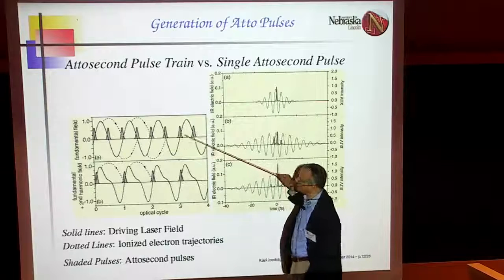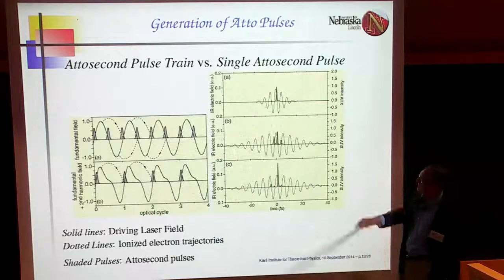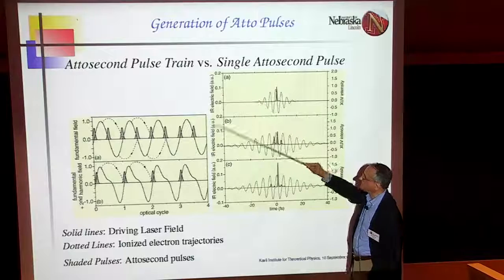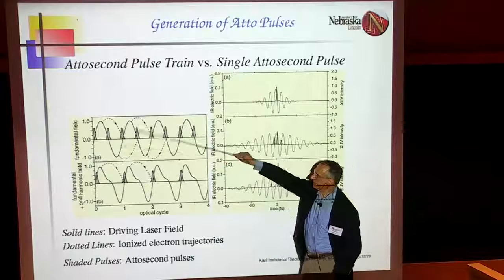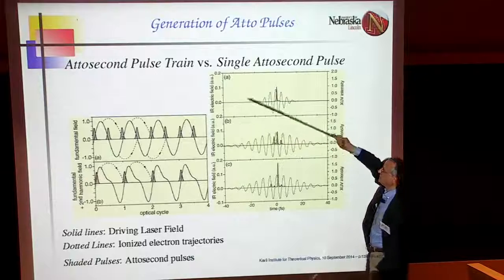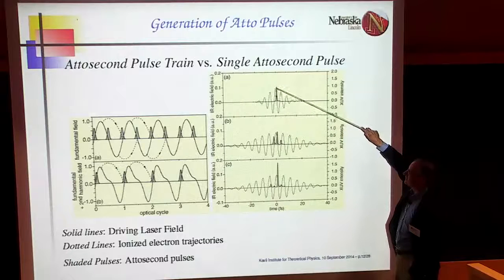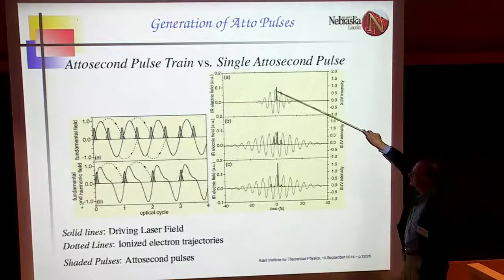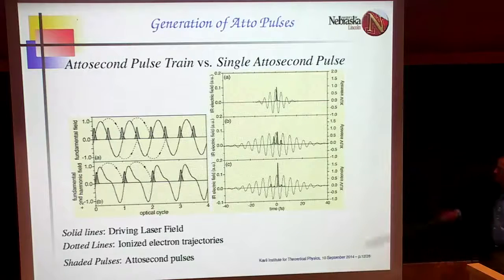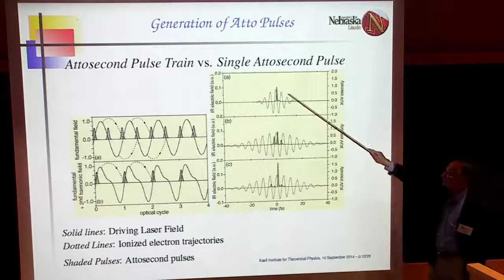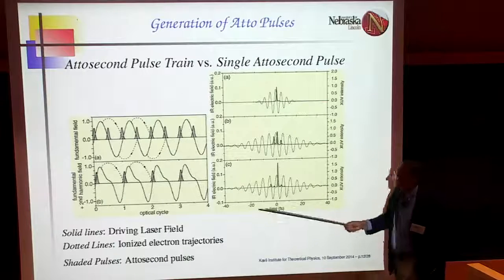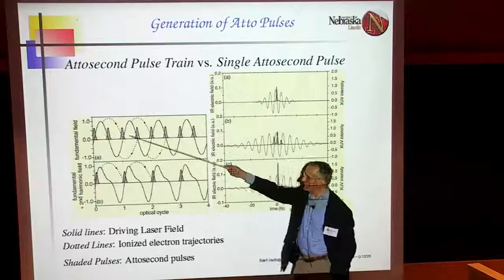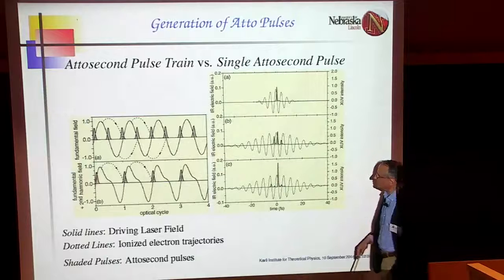Now this is a pulse train of attosecond pulses. If instead of using a long laser field, you make a short laser field, then only this highest peak generates a significant number of ionized electrons, and they produce a single attosecond pulse. So it's possible, although this is more technologically demanding, that you can produce a single attosecond pulse, but it's more common to produce attosecond pulse trains.